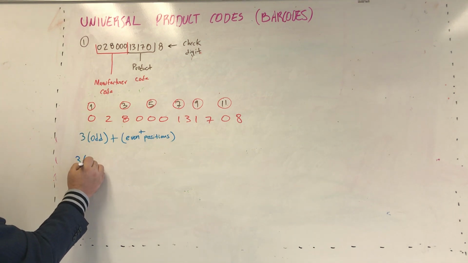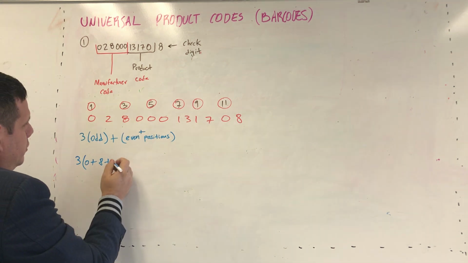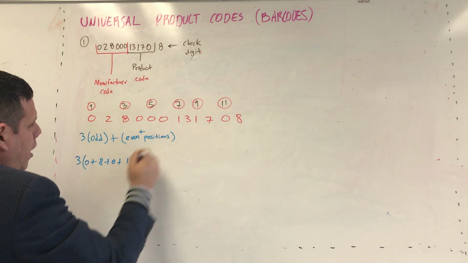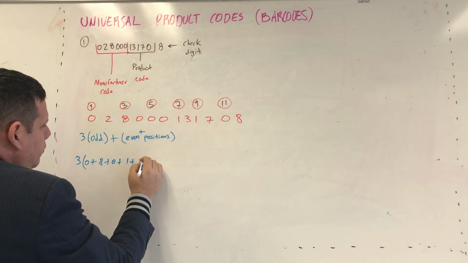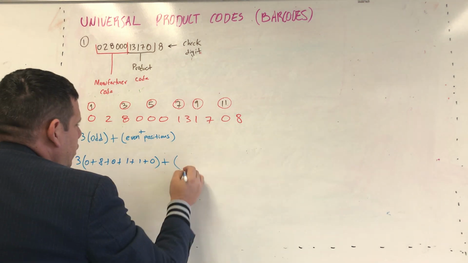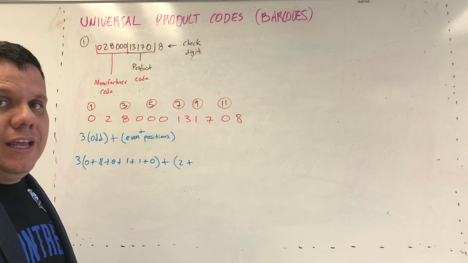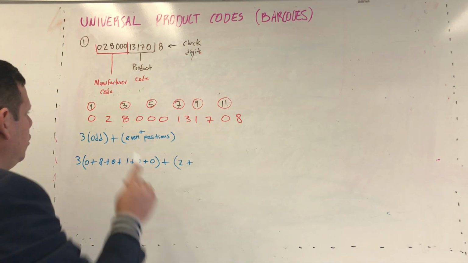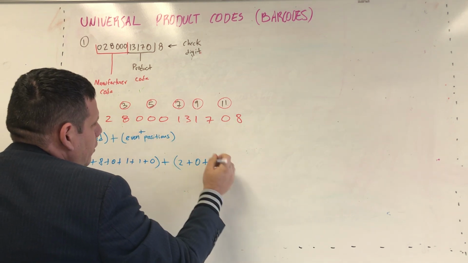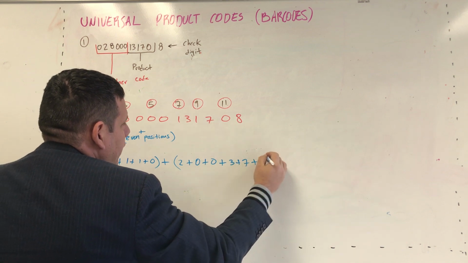So we have 0, 8, 0, 1, 1, and 0. And then we have another addition, but just the numbers that are located in even positions. We have the 2, 0, and 0. We have the 3. We have the 7. And we have the 8.